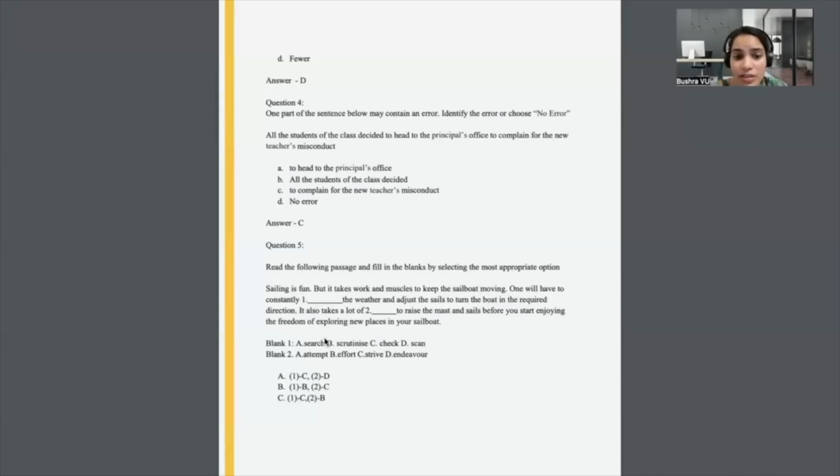Here, search is to look for. Do you have to look for the weather? No, that is not something that you can do. Scrutinize means to interrogate, to put through a check, right? This scrutinize is like investigate. Okay. Check. Yes, check the weather because you have to check. This is something that you can check. Scan the weather. Weather is not something that you can scan. You can only check. You can see the forecast. That's why. So let's move to the next one.